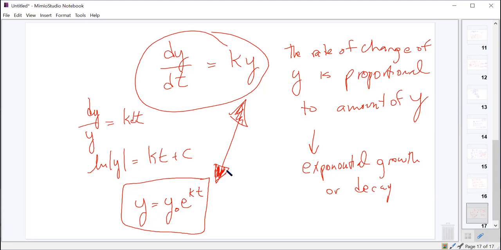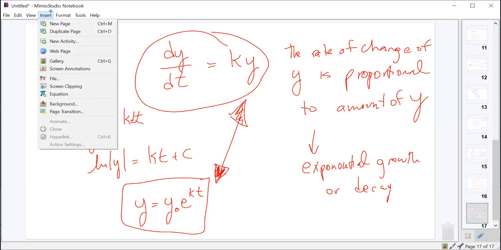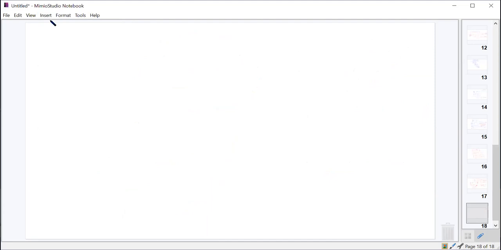Any questions on that? And every once in a while, they'll ask a question in the multiple choice that says something like, which differential equation is, I don't know, quadratic growth or something like that.